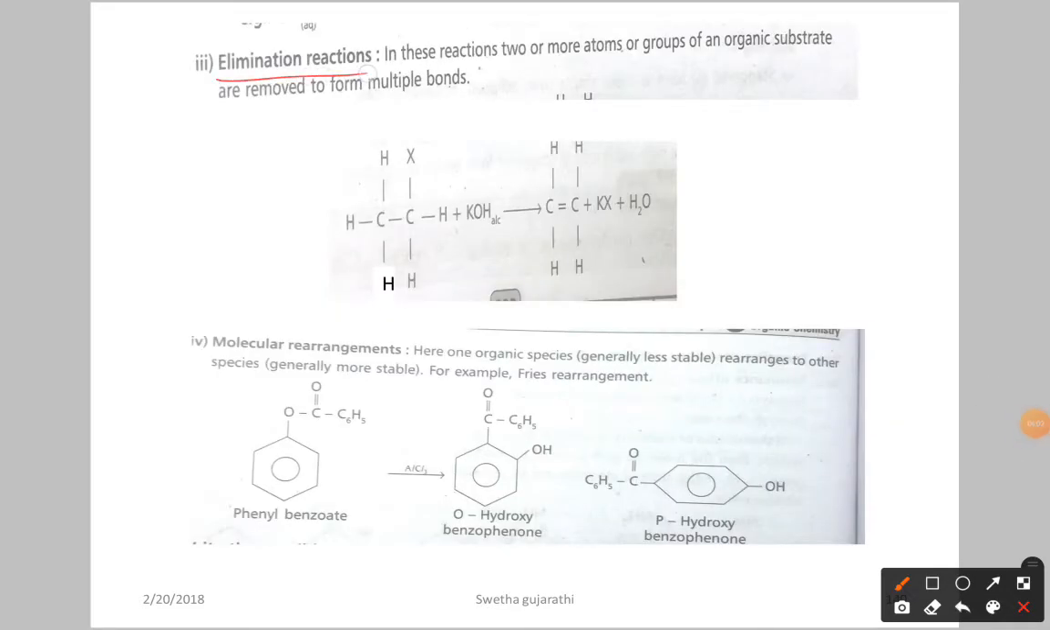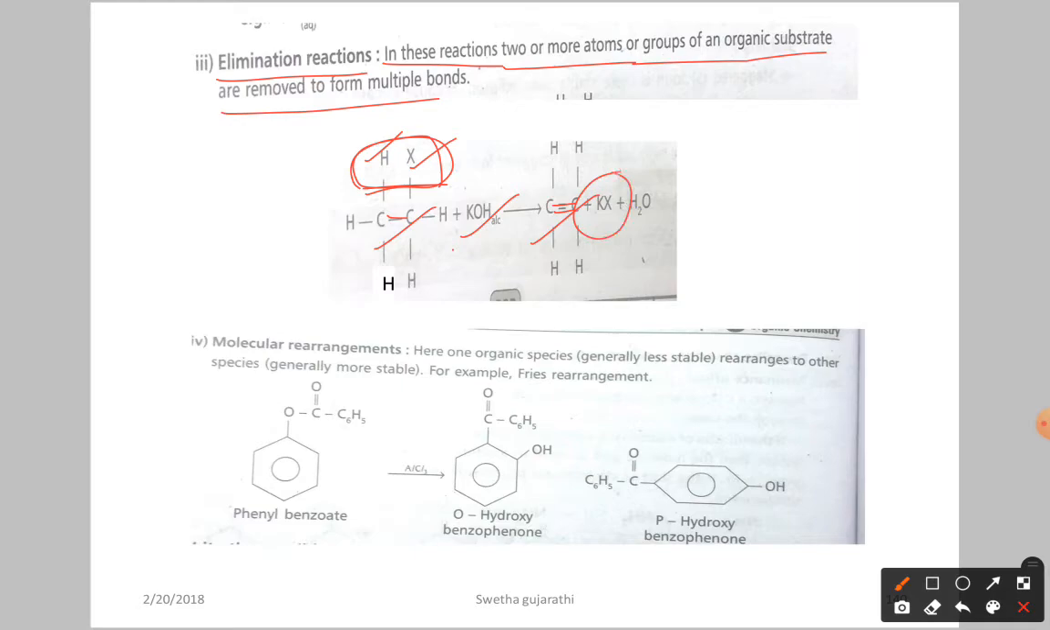Next we have elimination reaction. Elimination means nothing but removal. In these reactions, two or more atoms or groups of an organic substrate are removed to form multiple bonds. Here simply you can see the example, from this I am going to remove HX. Alcoholic KOH means you have to remove one hydrogen and one halogen only, not two hydrogens. At a time it's going to remove, and the single bond is converted into a double bond.